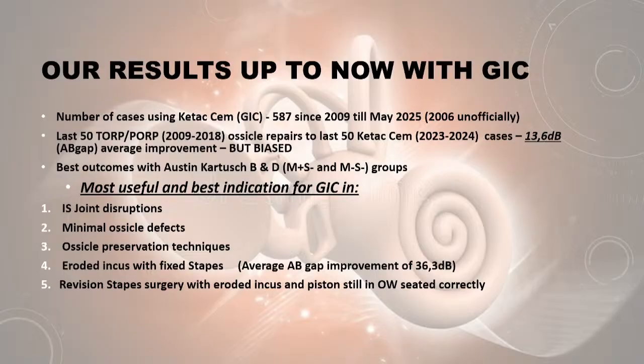We had a 13.6 decibel overall average air-bone gap improvement, and our best outcomes were in the Austin-Kartush B and D groups. As I've said, IS joint disruptions, minimal ossicle defects, especially ossicle preservation techniques. If you want to keep those ossicles and just use something, you can always remove them at a later stage if you need to. Obviously, the eroded incus and the revision stapes.